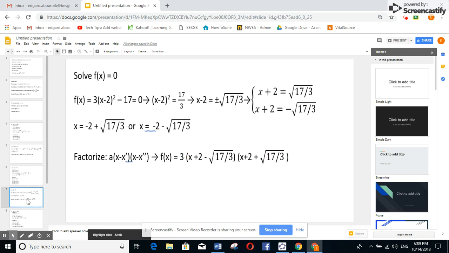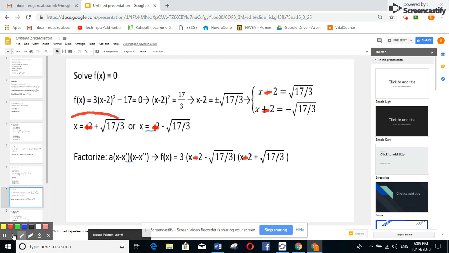Now if I want to solve it equal to 0, I take 17 to the other side and divide it by 3. If I remove the square, I put plus or minus. I have two solutions. Sorry, this was minus by mistake. So this is minus. I take the minus 2 to the other side. I'm going to get plus 2 here and plus 2 here. So if I want to factorize, I put a, and a is 3. I take these to this side. It will be minus 2 minus radical 17 over 3 and minus 2 plus radical 17 over 3.